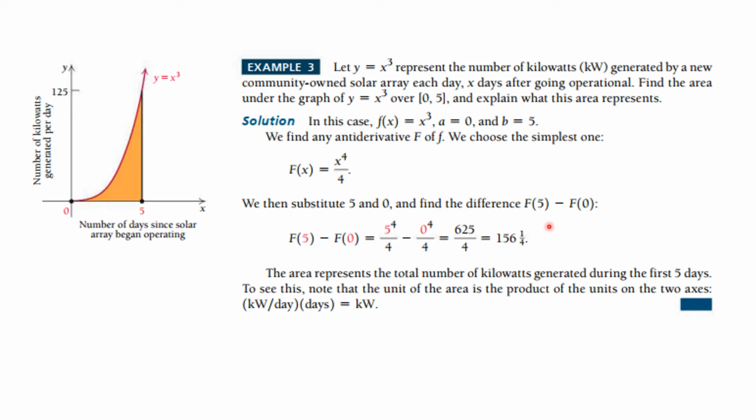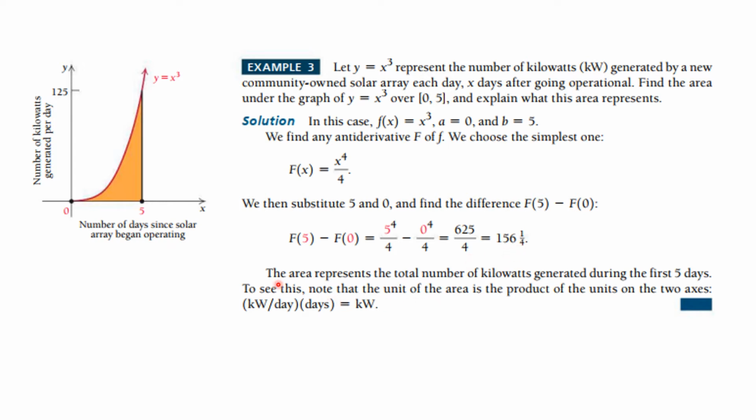Then we're going to calculate the difference f of 5 minus f of 0. So we take 5 and put it into there, we get this. We're subtracting, that's the minus sign, and we're putting 0 into this function, and we get that. And so the answer is 625 over 4, which is a fine number. But also that's 156 1/4.